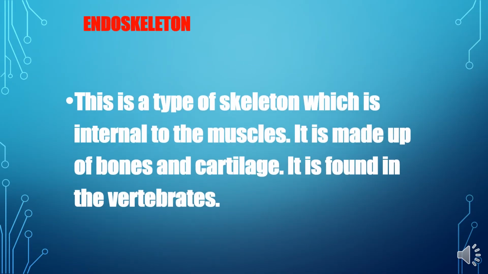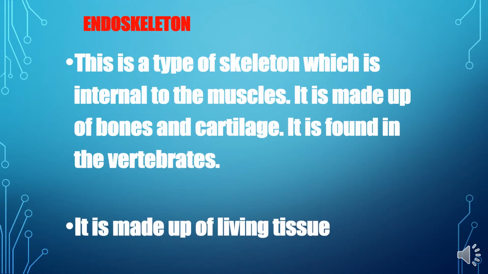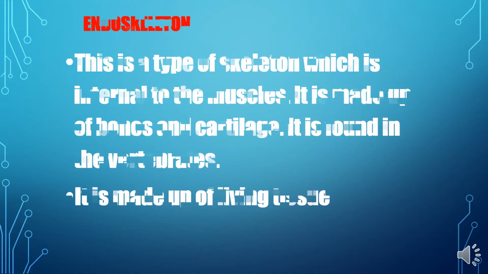Endoskeleton. This is a type of skeleton which is internal to the muscle. It is made up of bones and cartilage. It is found in vertebrates. It is made up of living tissues.